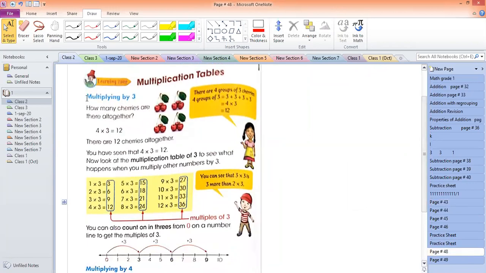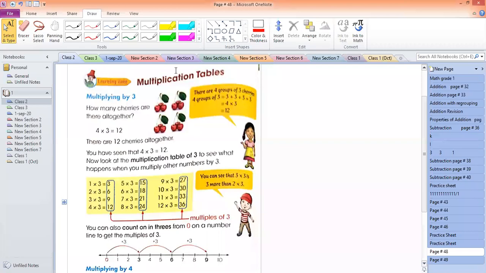Multiplying by 3. There, how many cherries are there altogether? Again, your cherries: 1, 2, 3, 4. How many groups are there? There are 4 groups. And in one group, how many cherries? This is 3. This is also 3. All groups are having 3. So how can you find it? You can add all these cherries, all these groups: 3 plus 3 plus 3 plus 3, like here.